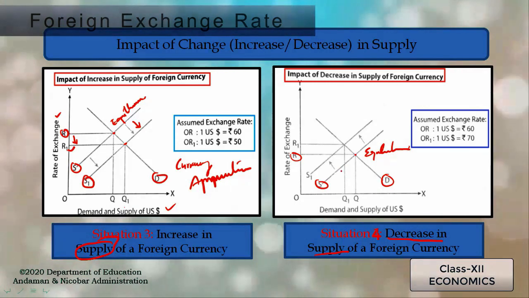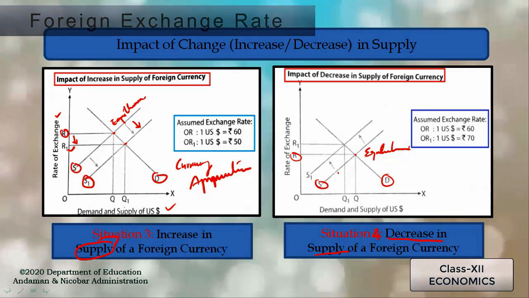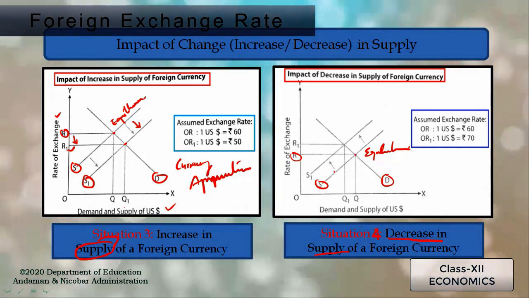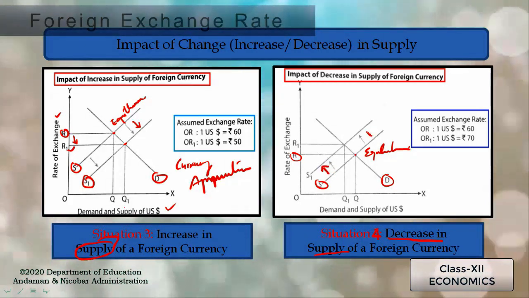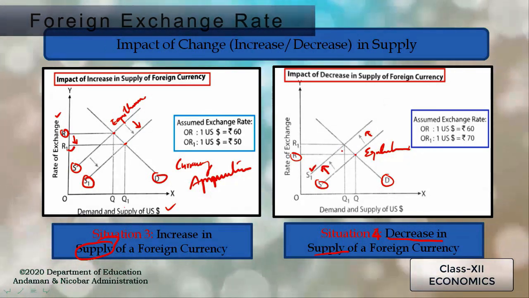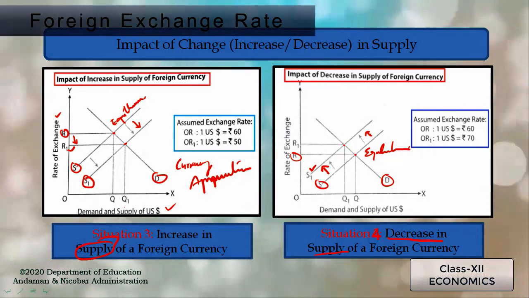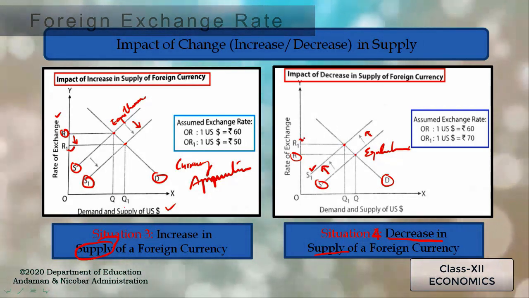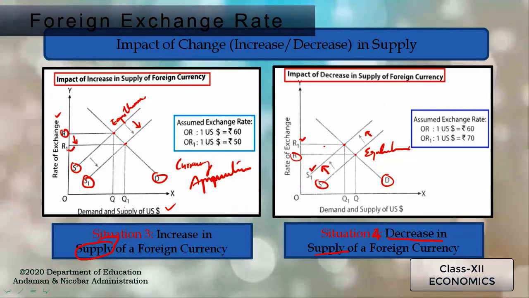Due to the decrease in the supply of foreign currencies, and one more thing, when there is a decrease in the supply curve, that curve moves upward to the left. So the new curve formed due to the decrease in the supply of foreign currency, S1, intersects the demand curve D at point R1. So OR1 is the new equilibrium rate of exchange.